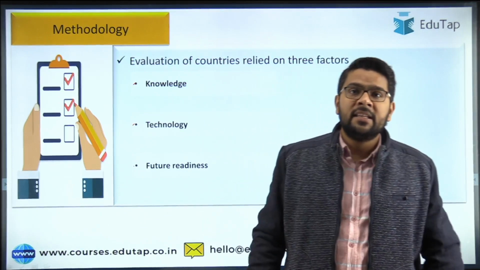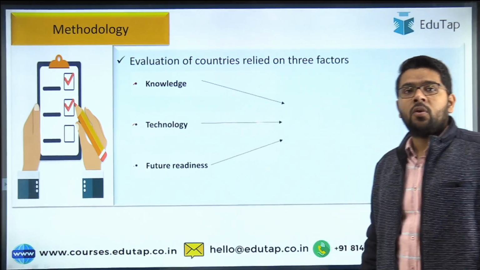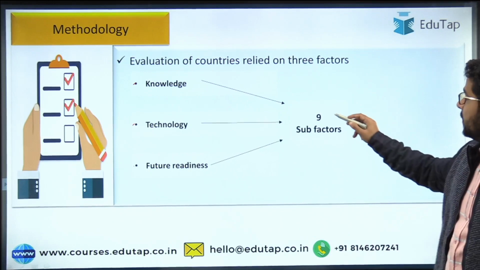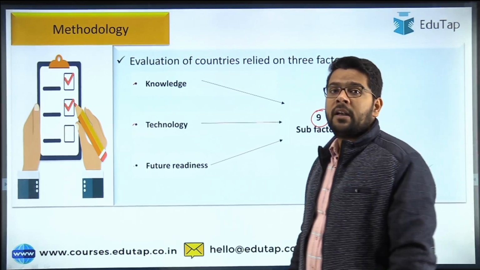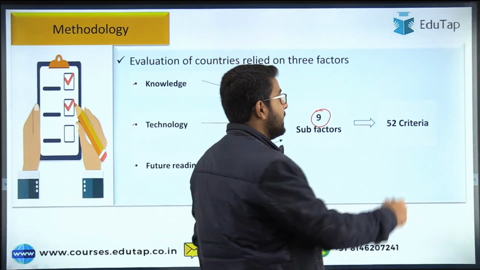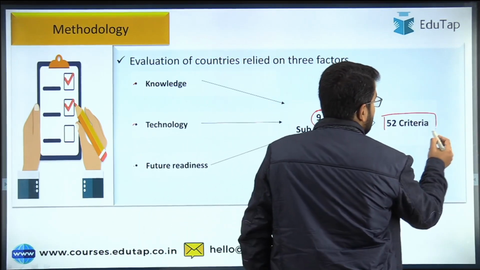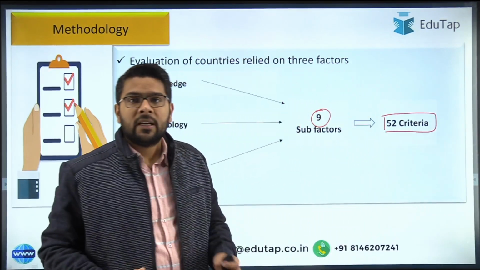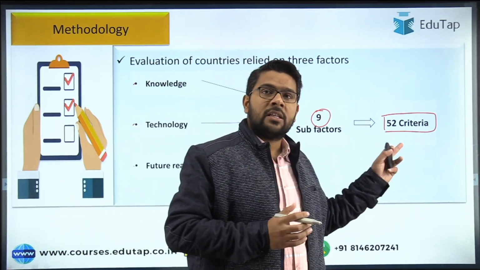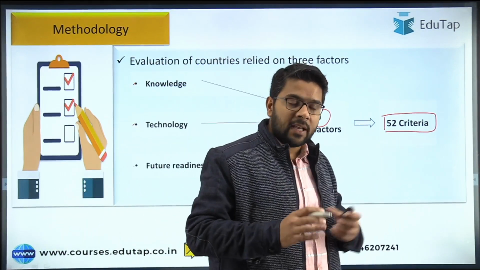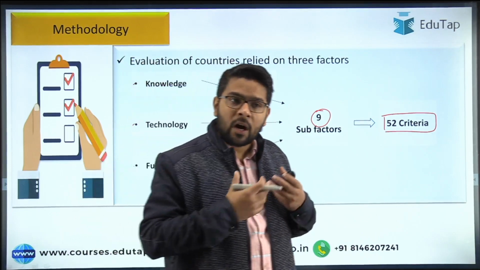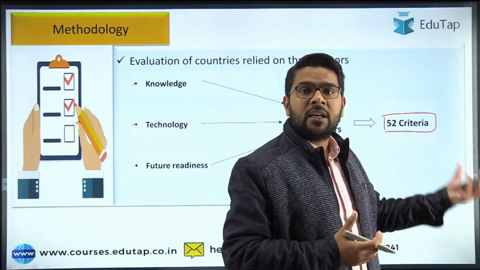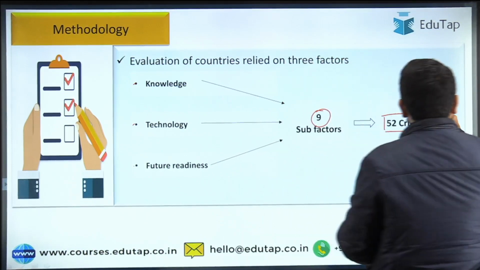Now guys, these 3 pillars are further divided into 9 sub-factors, and these sub-factors are evaluated on 52 criteria. So basically they are ranking the countries on these 52 criteria. An example of the criteria is the investment in technology, how much a country is investing in the telecommunication department. So that is one of the criteria.